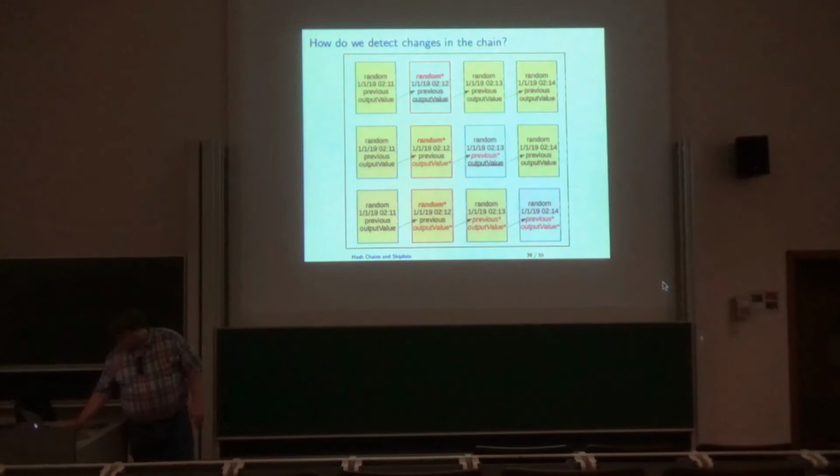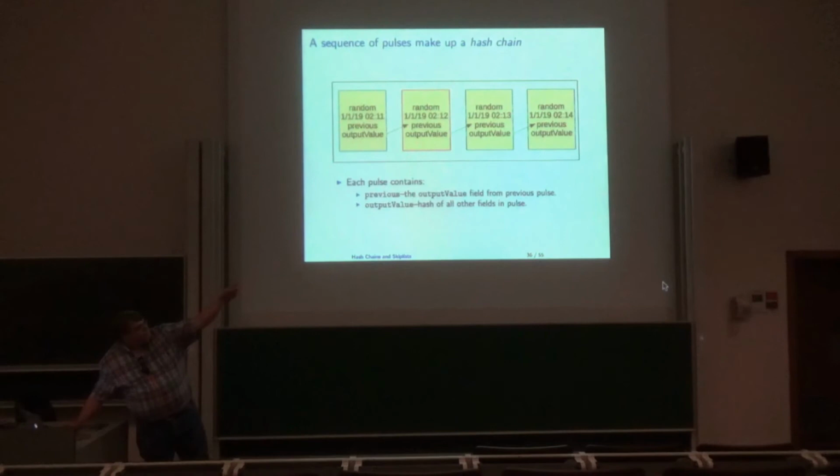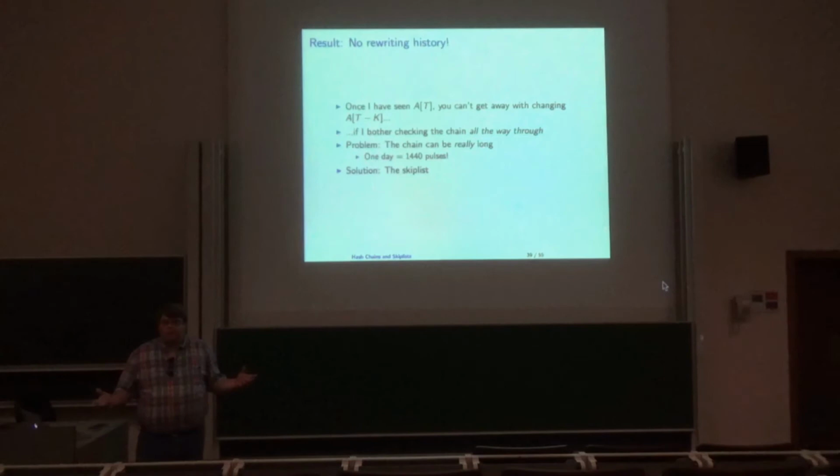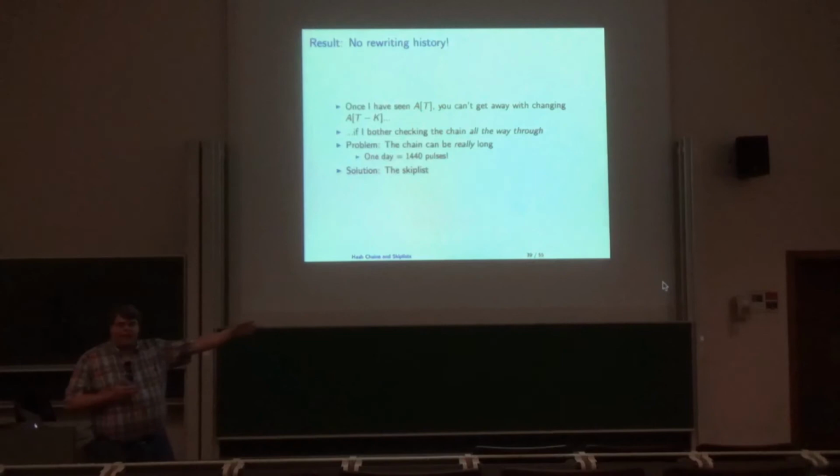So, if you just look at this, this is the critical idea, right? You've got this hash chain going on. So you've got the hash of the hash of the hash, everything in there. So the result of this is that there's no rewriting history. If I've seen the last pulse, then once I've seen a particular pulse, any pulse earlier than that can't have been changed. Once you've shown me a pulse right now, you can't change any pulse in the past without me being able to tell if I look at the chain.